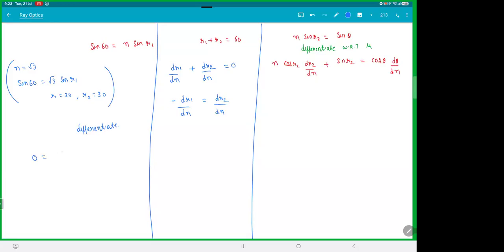Sine 60's differential is 0. This will be n, cos r1 dr1 by dn plus sine r1 dn by dn, that is 1. So from here I get dr1 by dn is equal to minus n cos r1 by sine r1. Perfect. Substitute the values. n is root 3. That is 30 degrees. How much is that? Cot 30, right? Cos 30 by sine 30. This is minus 3.